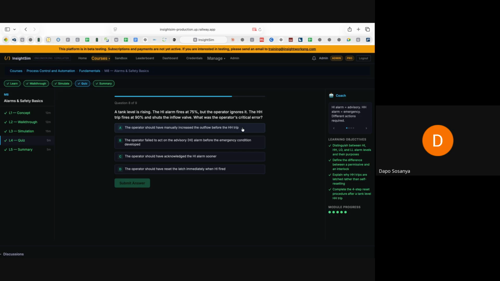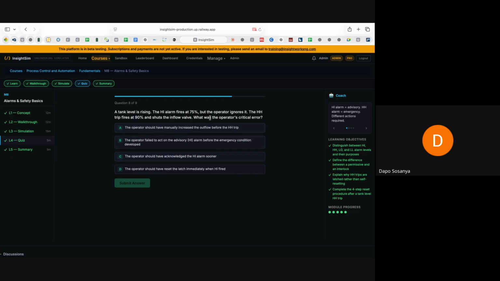Okay. So if the operator increases the outflow, using that slider now, right? If he increases it, then the process might not get to the 90%. Yeah, it's a possible answer. I was also considering that earlier. So again, there are two possible answers.